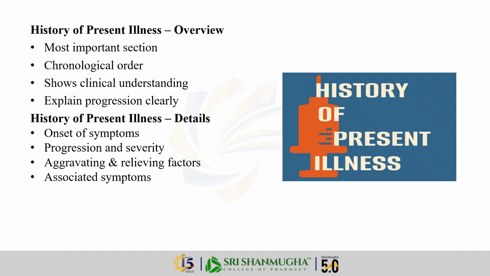And next, history of present illness overview. Present means when the patient comes to be admitted to the hospital, that is the present illness. This is the most important section. Then chronological order shows clinical understanding and explains the progression clearly. History of present illness details: onset of symptoms, progression and severity, aggravating and relieving factors, and associated symptoms.